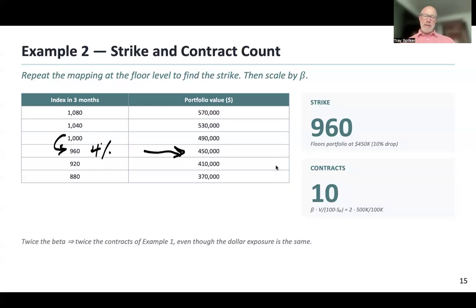So we've determined that the strike price is going to be 960. That gives us the floor. And then in terms of the number of contracts, it's going to be beta, 2, times the value of the portfolio, 500,000, divided by 100 times the share price, the index level in this case, 1,000. So that's equivalent to 100,000. So we need 10 contracts here. So essentially with twice the beta, you're going to get twice the number of contracts as example 1, even though the dollar exposure is the same.